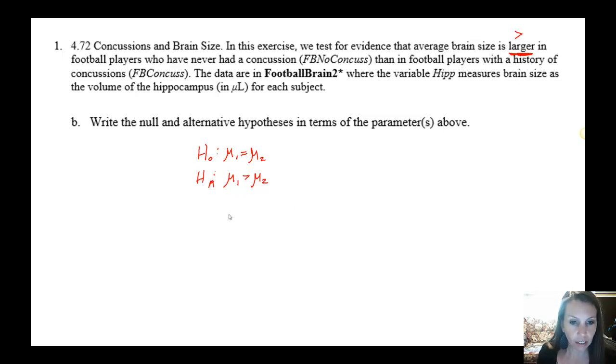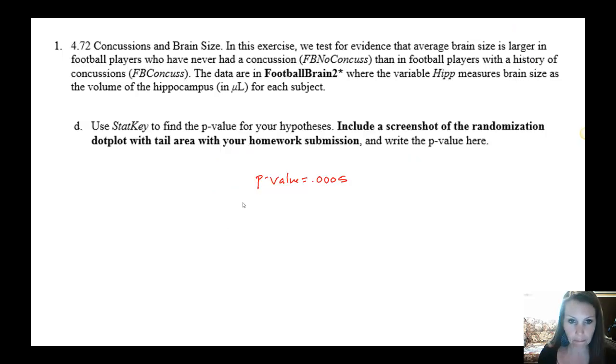So in the alternative, if it says greater than or less than, it's a one-sided test. And if it says not equals to, it's a two-sided test. That comes into play when we're looking for the p-value. The p-value is equal to the proportion that is as extreme or more extreme in a one-sided test, or it's equal to double that proportion in a two-sided test. This was a one-sided test, so I'll write that up here even. One-sided. So our one-sided p-value is going to be equal to 0.0005.